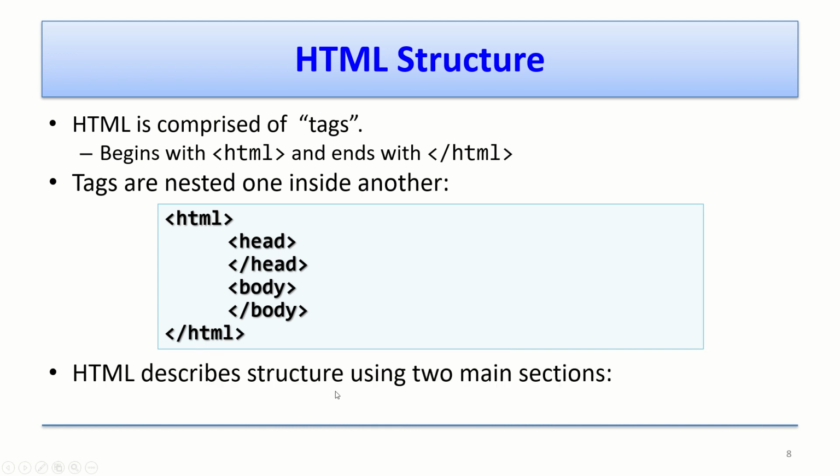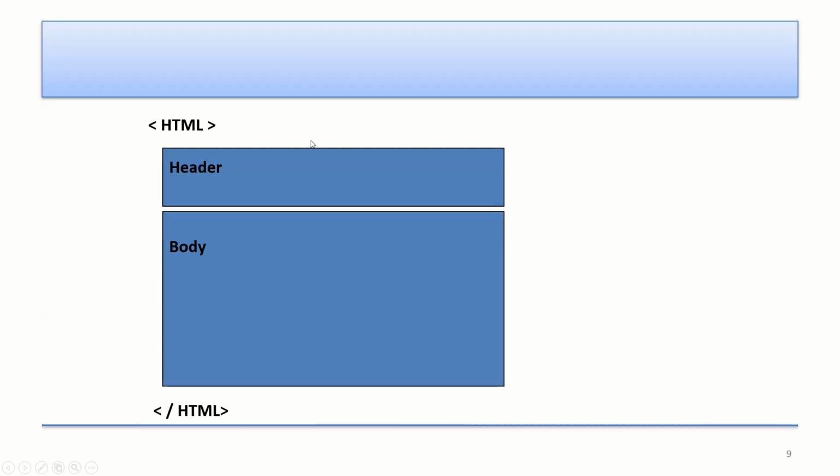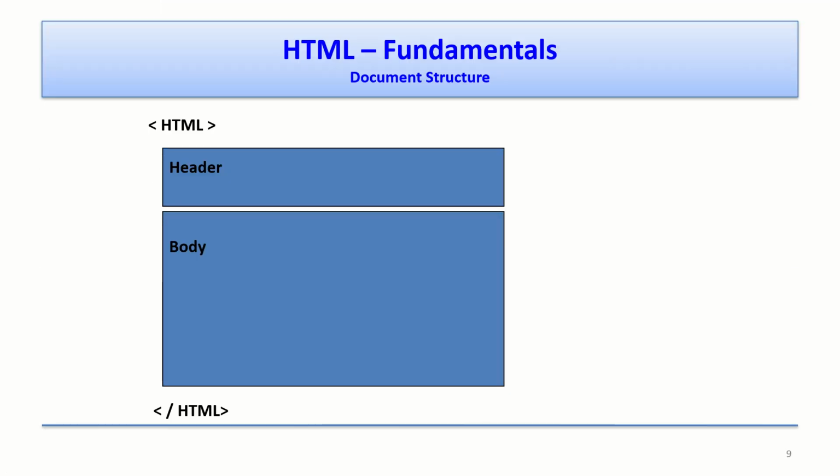HTML describes the structure using two main sections, called head and body. That means an HTML page contains two sections, the header section and the body section. This is the HTML starting tag, and this is the HTML closing tag. This is the structure of this HTML web page. This is the header part, and this is called the body. It is the head section and the body section.